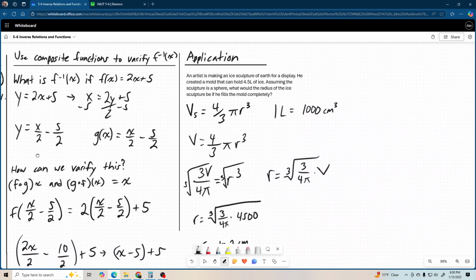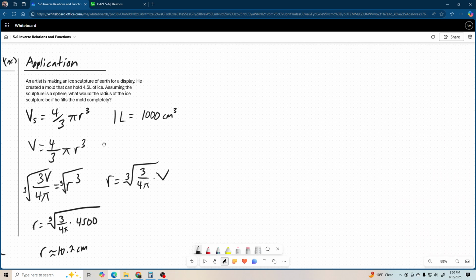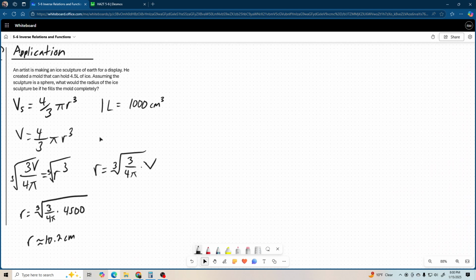And then we used composite functions to verify. In other words, we know that f of g of x equals g of f of x, where f of x is the original function and g of x is the inverse of the function. If f of g of x and g of f of x both pop out x at the end, then you know that those are in fact inverses. F of x and g of x would be inverses of each other. And then the application was just a fun problem. We rearranged the formula a little bit and got a little more practice with moving cube roots around.